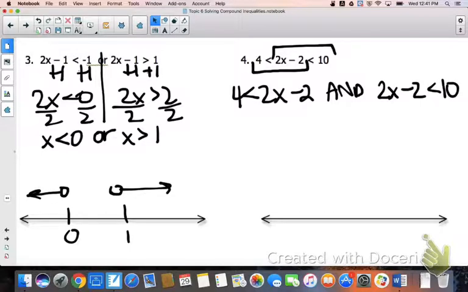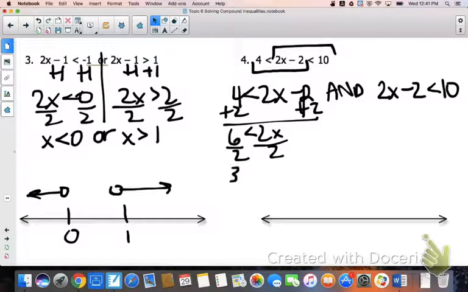Okay, the whole thing in the middle goes with both. Then we solve. Add the 2. So you get 6 is less than 2x. Divide by 2. So 3 is less than x. And remember, I like to flip that around, so it's going to be x is greater than 3.